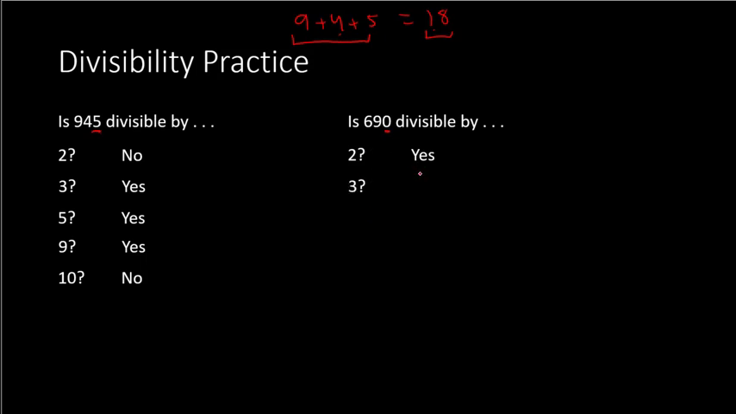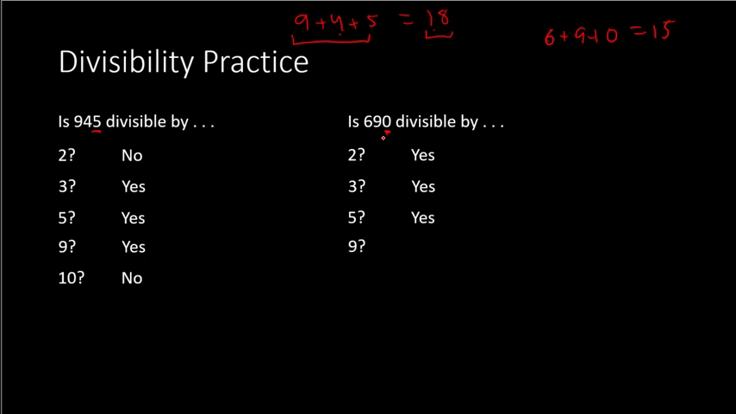Now, can we divide by 3? To determine that, we need to add up the digits, 6 plus 9 plus 0. That equals 15. And 15 we can divide by 3, which means 690 we can also divide by 3. So yes, it is divisible by 3. Now what about 5? Can you divide by 5? And the answer here is yes, because to divide by 5, the last digit must be 0 or 5. So it's a 0, so yes, it is divisible by 5.